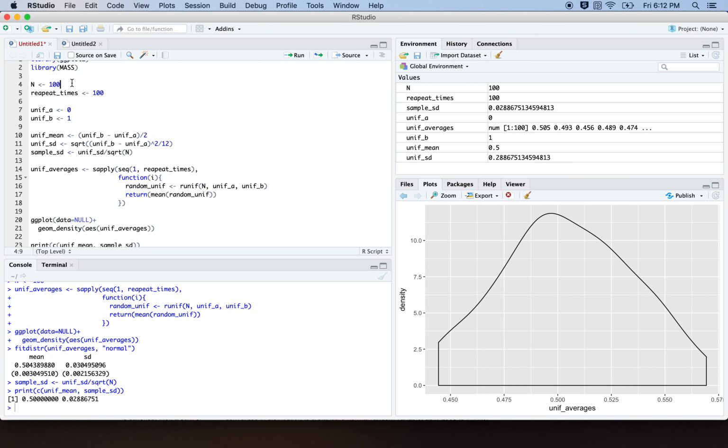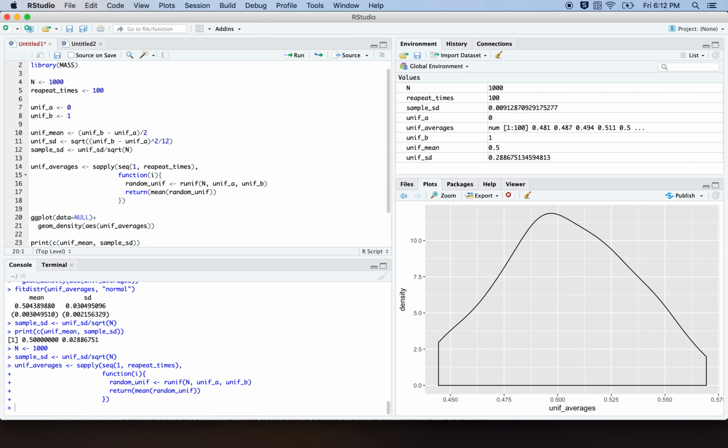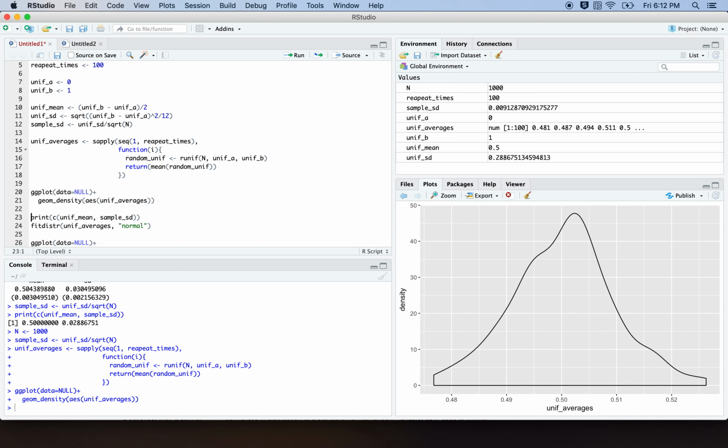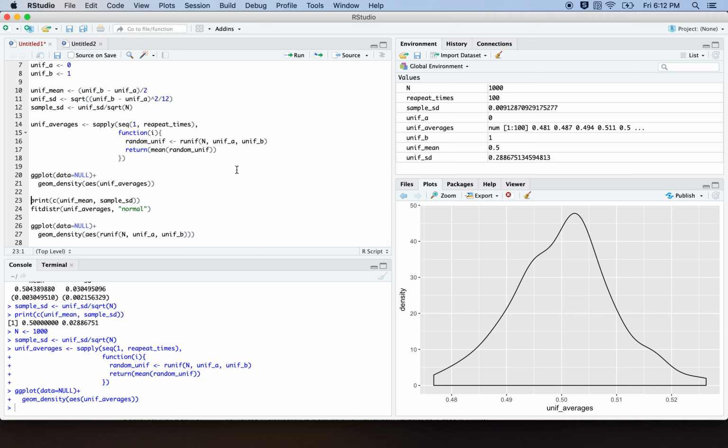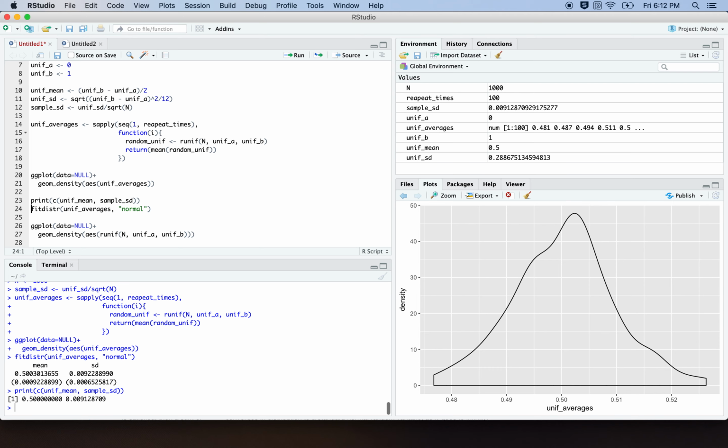Let me increase n even further. Let me make it 1000. And you can see we are getting a sharper curve. And what I expect is this mean and standard deviation, and what does the theorem say? Close. We are getting closer and closer to the theoretical mean and standard deviation.